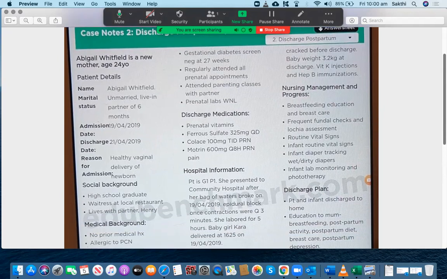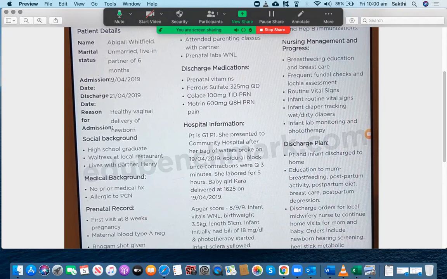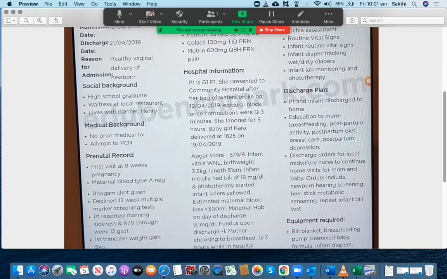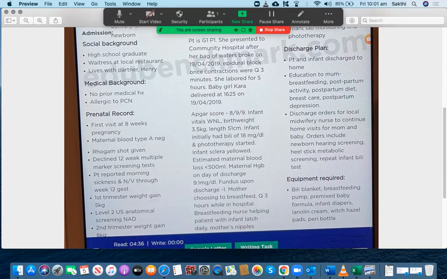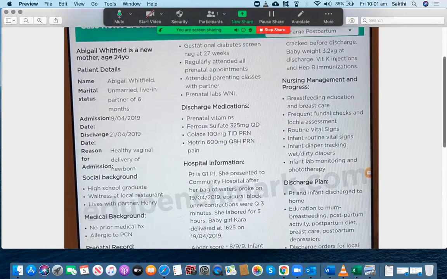Okay, no worries. Abigail Whitfield lives with her partner of 6 months, that's okay. Discharge, that's all right. A healthy vaginal delivery. You could have mentioned whether it was through vaginal delivery or so on. I think she didn't mention that. Newborn admission, that's okay. Social background, high school graduate, waitress at a local restaurant, lives with the partner. No prior medical history, allergic to PCM. Okay, all right. Prenatal record. Declined the 12-week multiple marker screening test. Patient reported morning sickness through 12 weeks gestation. These things are not needed because we are going to write the letter for the post labor care. So we don't need to include anything in relation to the prenatal record. That's good. I think she didn't mention anything. That's a good thing. So she was able to pick up most of the relevant case notes.